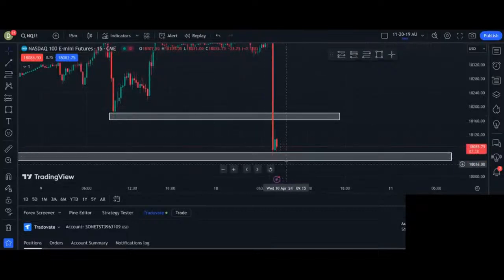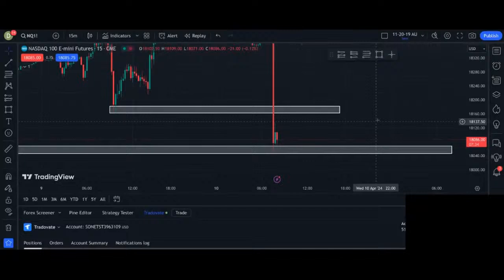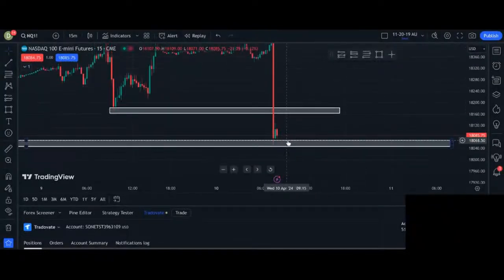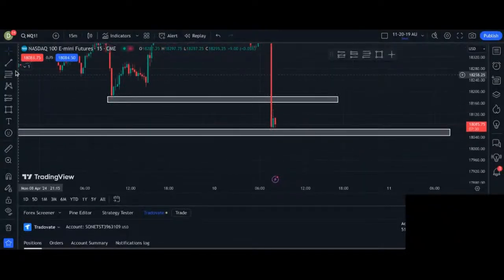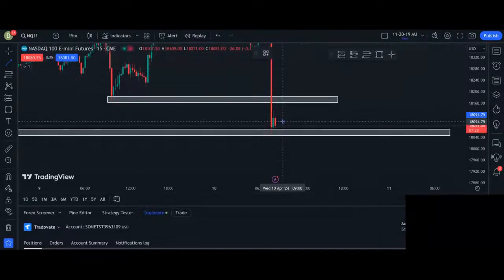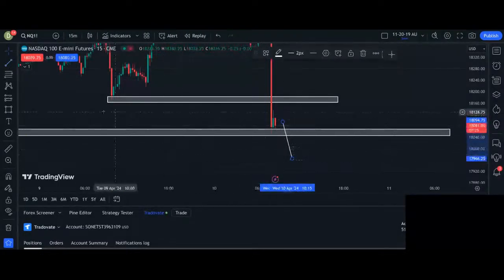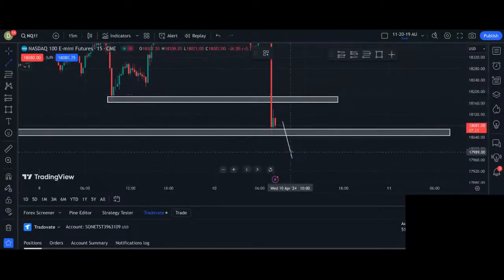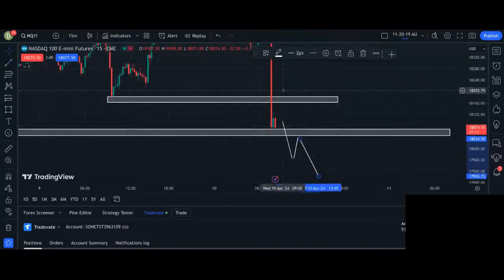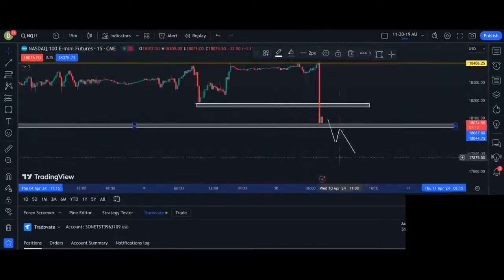Right now, I'm just monitoring price at this level right here. Gonna see if it's gonna break through or not. If it does break, this is what I'm gonna be looking for. Break through, come back, retest, fall back down, and I'll be entering. I'll be entering from there.